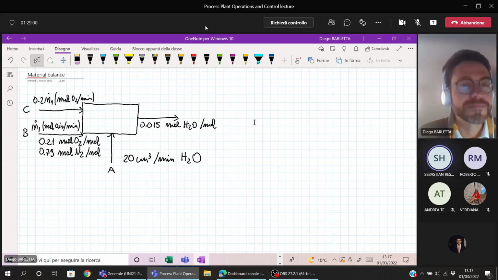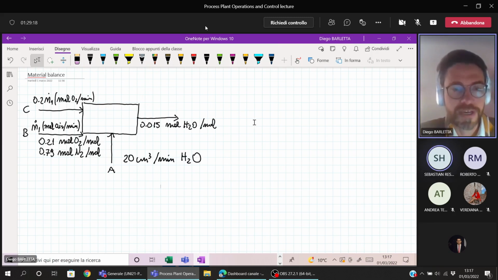Professor, what I did to solve it was to find the total amount of moles of water. We have 20 cubic centimeters, we can transform that to moles. Yes, this is good, but I'm not looking for the solution right now. I just want to complete the flowchart, then we will go to the solution. I'm just saying that the flowchart is not complete.